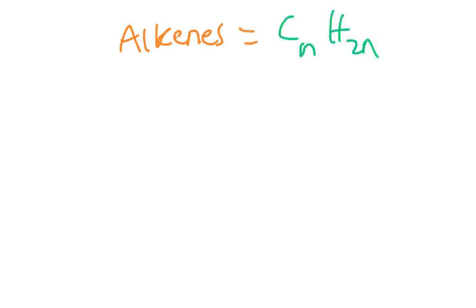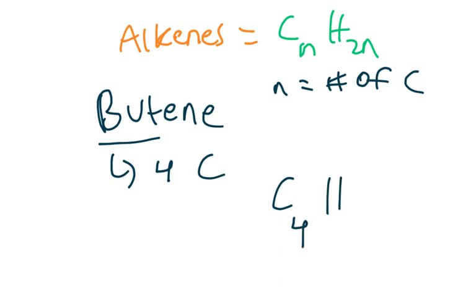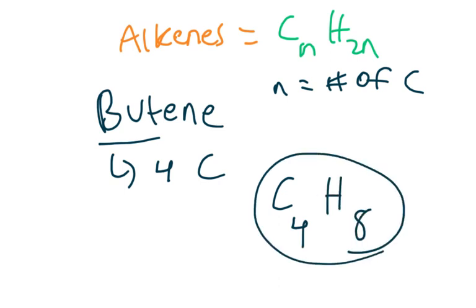So it's less math than alkanes. If you were to look at butene, and someone said, come up with the formula of butene, you'd do the same thing. Look at the prefix but. What is that? 4 carbons. So feed that into n, where n is still the number of carbons. Feed that into n, so you'd get C4H4 times 2 is 8. So C4H8. That's the formula for butene.